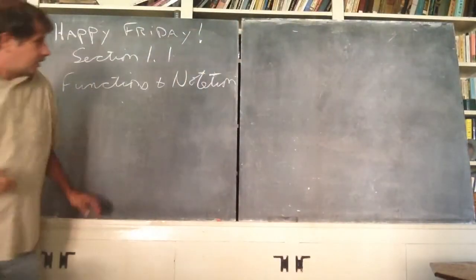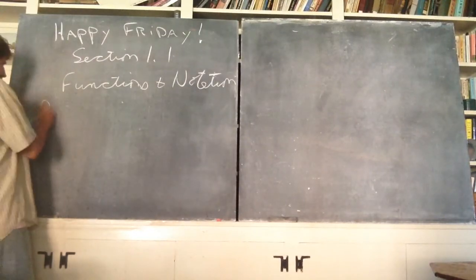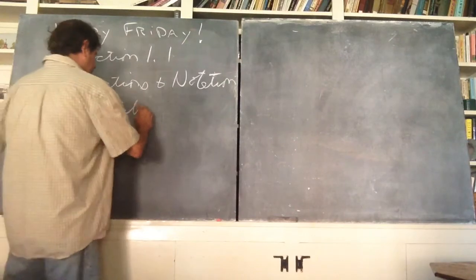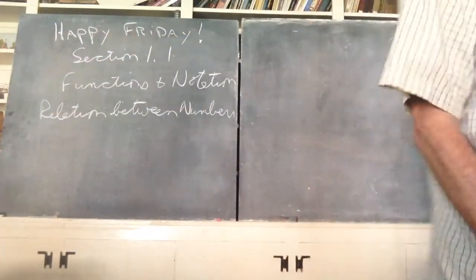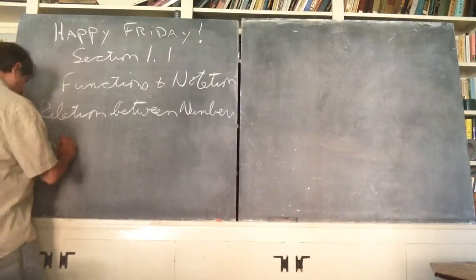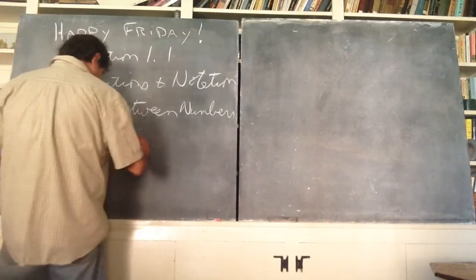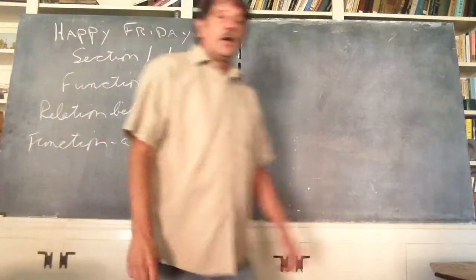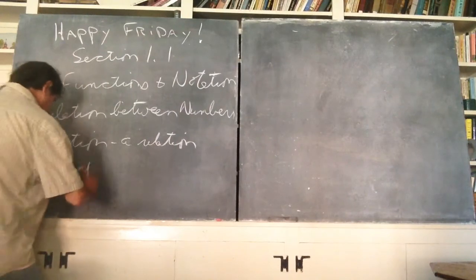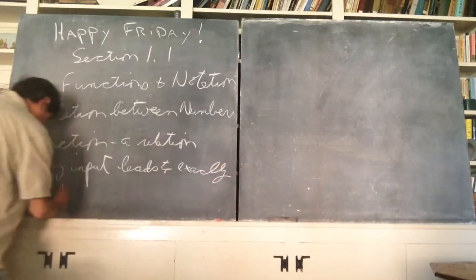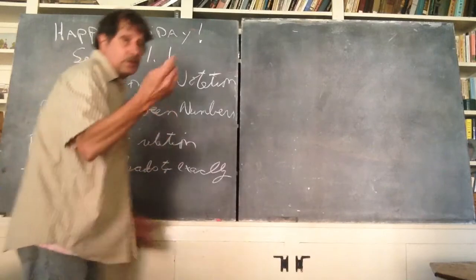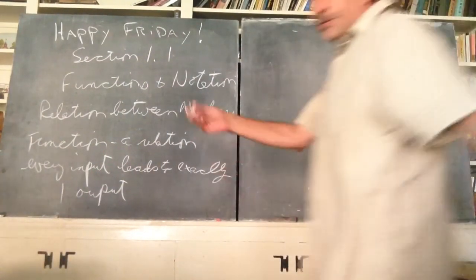So a function, let's see, first off there's something called a relation between numbers. It can be anything, but we're sticking with numbers for now. That is just if you have a number, it's got a pair. That's a relation. But a function is more specific. A function is a relation between numbers such that for everything in the input, there's exactly one output. Every input leads to exactly one output.